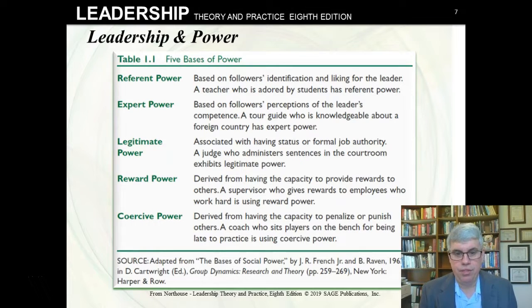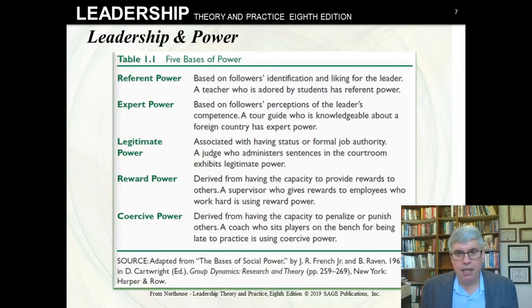And so a supervisor who gives rewards to employees who work hard is using reward power. The other side of reward power is coercive power, or the power to punish. It's derived from having the capacity, the ability to penalize or punish others. A coach who sits players on the bench, who doesn't let them play in the game for being late to practice, is using coercive power.